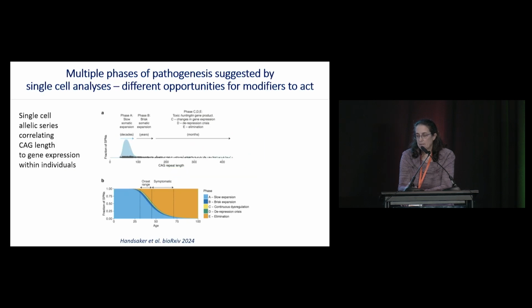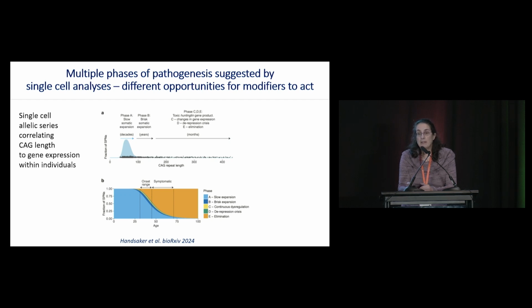And the other new data that's arisen here is from Steve McCarroll, his single-cell study. His single-cell study has now suggested multiple phases of pathogenesis, and potentially then different opportunities for these modifiers to act. So in this study, this is single cell. This is a within-person genotype-phenotype analysis, correlating the CAG length in a single cell, in the MSNs that exhibit very high levels of expansion, to gene expression within individuals.